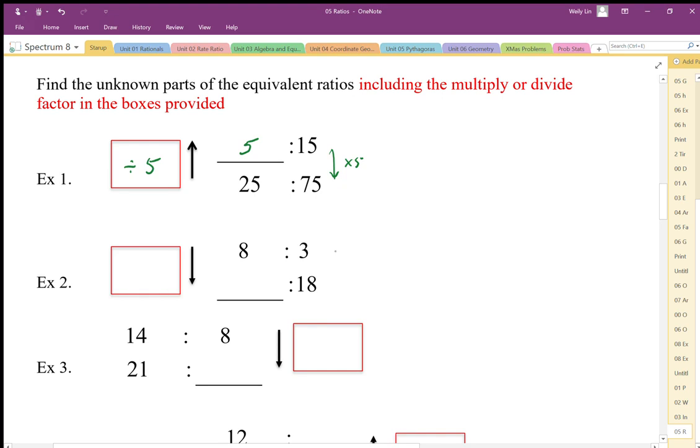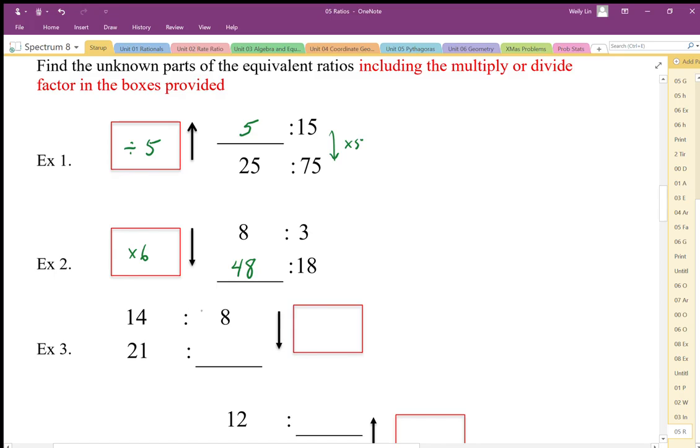Here, our multiplier going from top to bottom is, I'm going to divide 18 by 3 to get my multiplier. And this becomes times 6 going from top to bottom. So I'm going to end up with 8 to 3 is the same as 48 to 18.